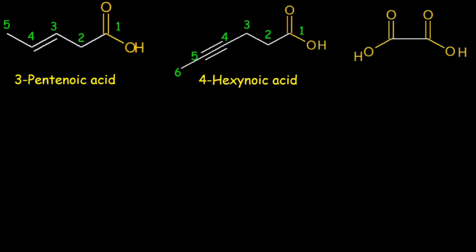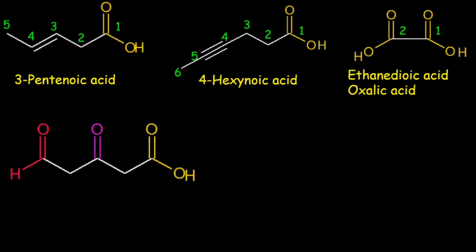If 2 carboxylic acid functional groups are present in the molecule, you have to use the word dioic acid. You don't need to specify the locations of carbonyl-carbon of carboxylic acids because there is no possible location for these carbon to be present. The common name of the molecule is oxalic acid.